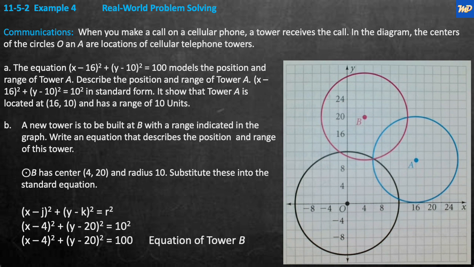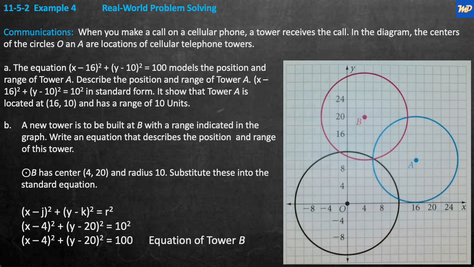Okay, example 4, it's a real-world problem. Communications. When you make a call on a cell phone, the tower receives the call. In the diagram, the centers of the circles O and A are locations of cell towers. It says the equation x minus 16 squared plus y minus 10 squared equals 100 models the position of tower A and range of tower A. Describe the position and range of tower A.